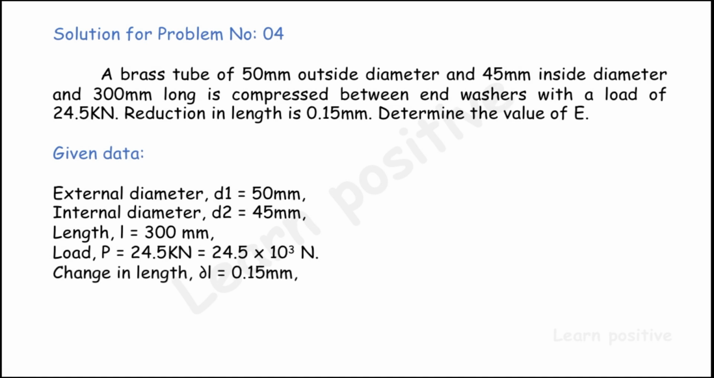It was converted, and then the reduction in length of the brass tube, that is change in length del L, deflection in length del L, equal to 0.15 millimeter. So these are the given data, and to find, we have to determine the value of Young's modulus, that is capital E. Now we are going to the solution.